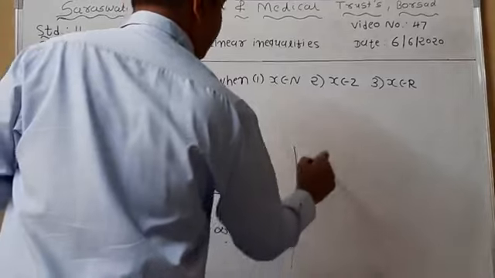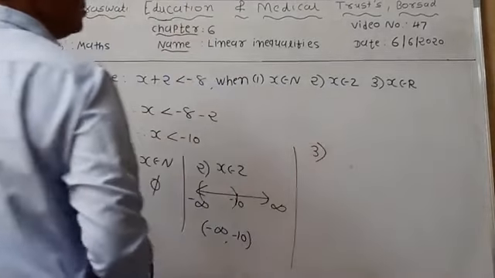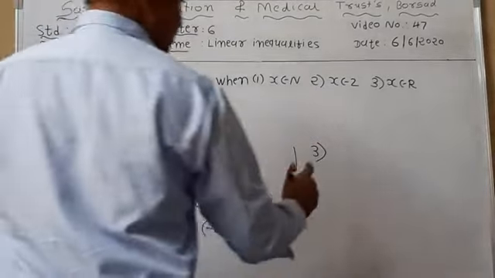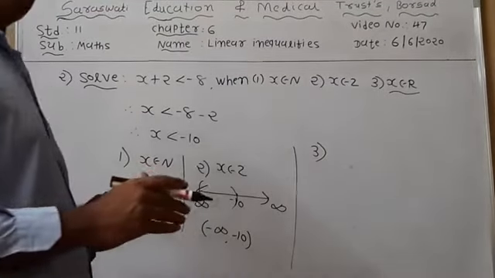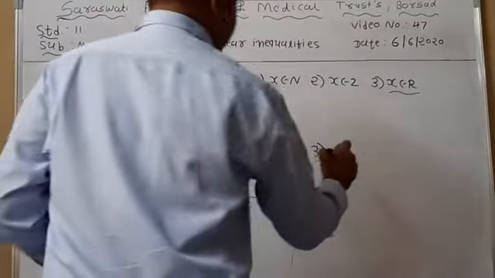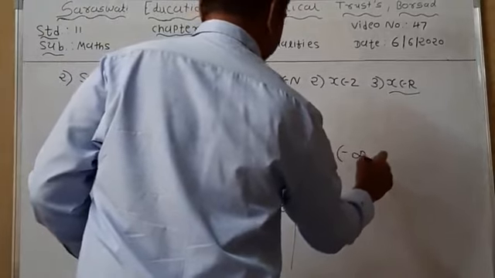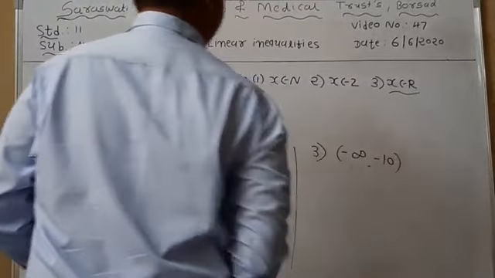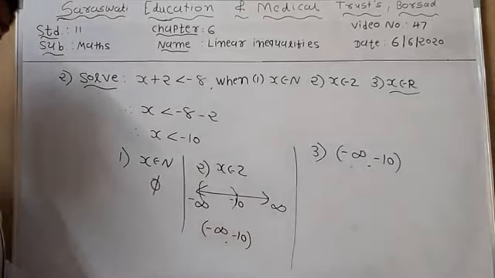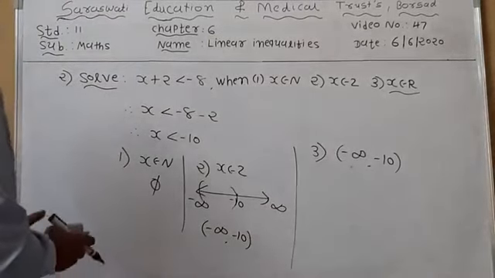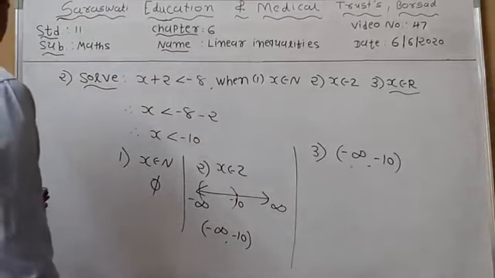And in the third case, x belongs to R. So in the case of x belongs to R, we can write it in interval form. So here we can write minus infinity to minus 10, open interval minus infinity, minus 10. Clear? Okay. Now next question.